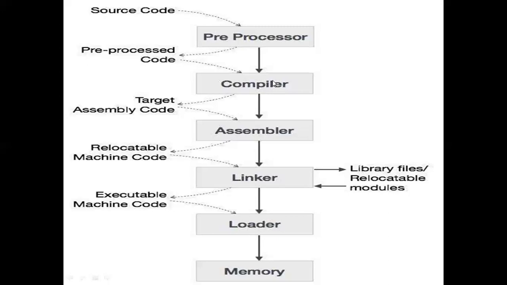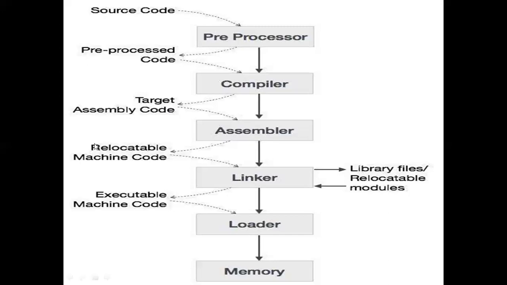The compiler will convert that pre-processed code into assembly code. Assembly code is not a complete binary code; it is an intermediate code containing mnemonic codes. Mnemonic codes mean things like add, sub, mul, clear. The compiler converts the pre-processed code into assembly code, which is transferred to the assembler. The assembler will convert it into machine code, that is complete binary code, a combination of zeros and ones.